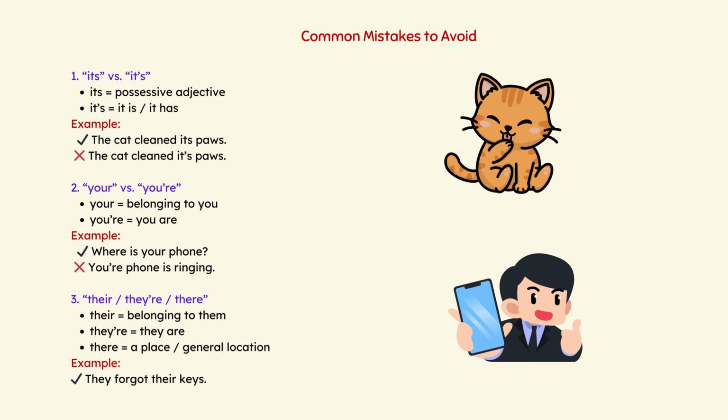Next, your and you're. Your shows possession. You're means you are. For example, where is your phone? Correct. You're phone is ringing. Incorrect. Finally, their and there. Their shows possession. They're means they are. There refers to a place or location. For example, they forgot their keys. Correct.